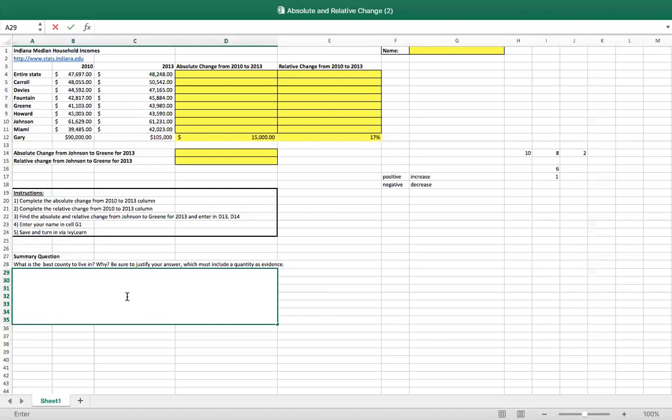You might want to say the one that has the highest median household incomes. You might want to say the one that has the lowest median household incomes. You might want to say the one that's had the biggest change in incomes because people are getting wealthier there or they're earning more income. The economy is coming up in that county. However you want to choose it, you just need to include quantity as evidence.